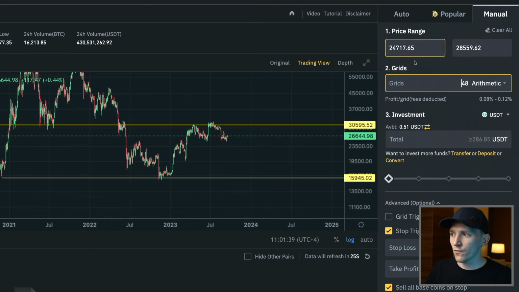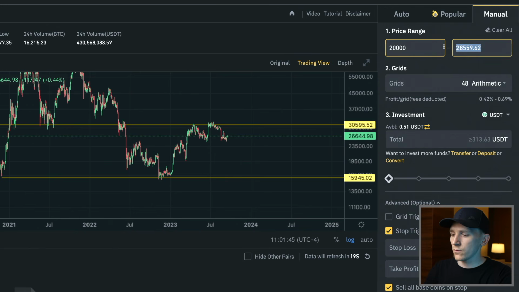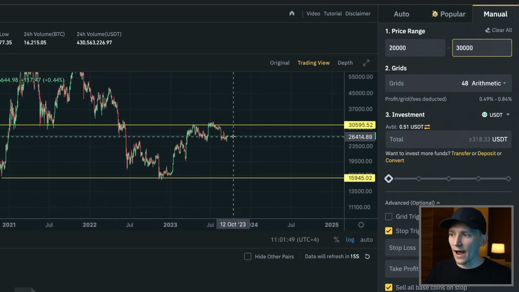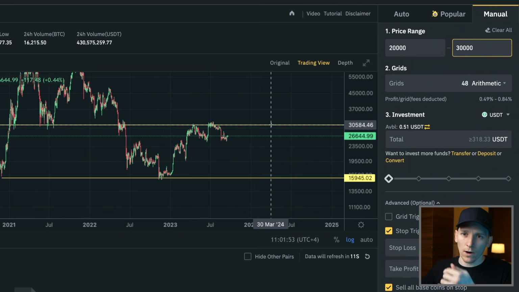The amount of grids is 48. It's going to work that out. So what I'm going to do here is maybe 20,000 to 30,000. Right, so I think the price is going to move down a lot lower, maybe to 20, and 30 would be probably where it would meet resistance, right? So you have to choose that. So look at your analysis and say, during this 3-month period or 1 year period, where do I think the price is going to go?